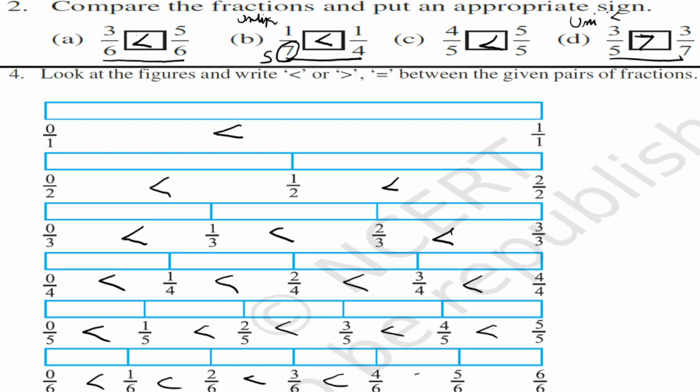This 3 is less than 4, 4 is less than 5 and 5 is less than 6. And here 1 by 6 and 1 by 3, these are unlike fractions with same numerator. So greater denominator is smaller. So this 1 by 6 is less than 1 by 3. And here these are the unlike fractions with different denominator and different numerators.